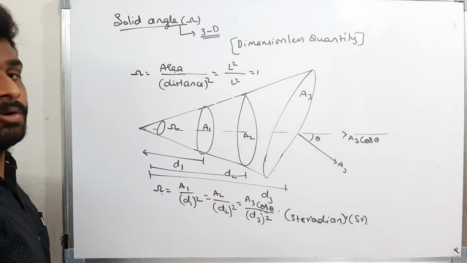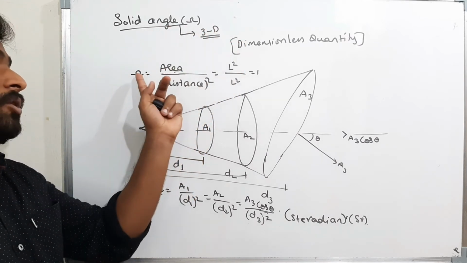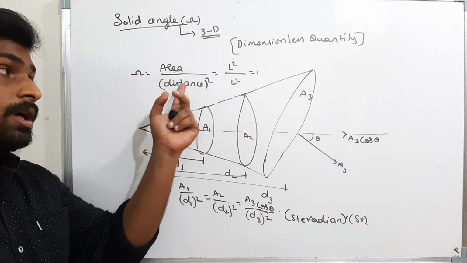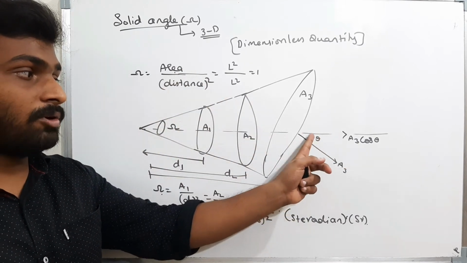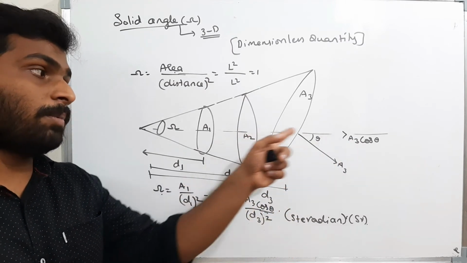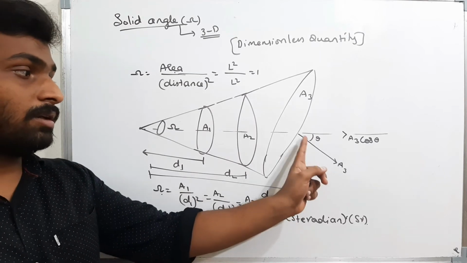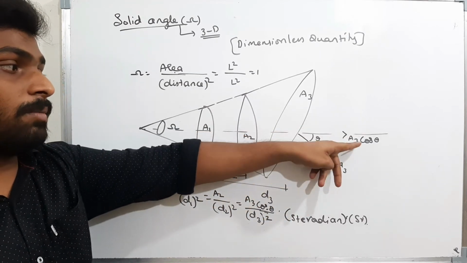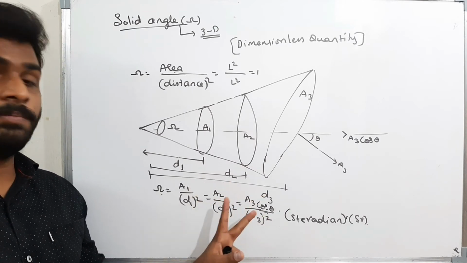Okay. Now, what we studied? Solid angle. Solid angle is a three-dimensional angle, and the solid angle formula is area by distance square, and the area has to be perpendicular. If the area is making some angle theta, then I will take A3 cos theta. I have to take the area along the perpendicular line. Therefore, solid angle is A1 by D1 square, or A3 cos theta by D3 square.